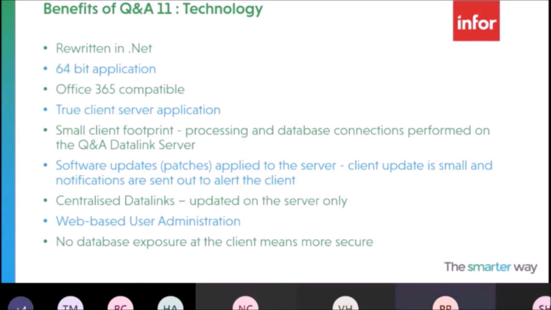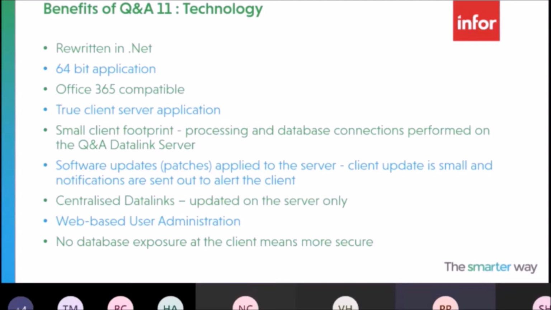It's a true client-server application. This is a fundamental shift for Q&A. Previously, Q&A 10 and all previous versions were installed only on the client or the user's PC. So if you had 20 users, 20 installs. Q&A 11 is fundamentally different in that Q&A is installed on the server, and the only thing that gets installed on the client or user's PC is the Excel add-in. So that's a real big shift.